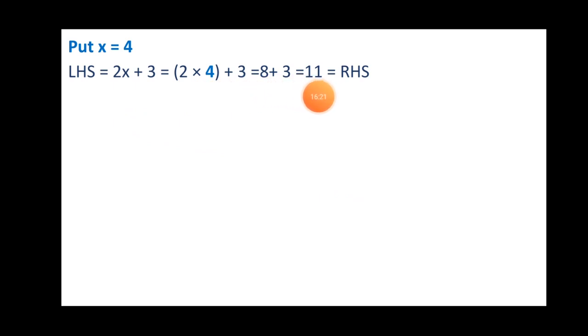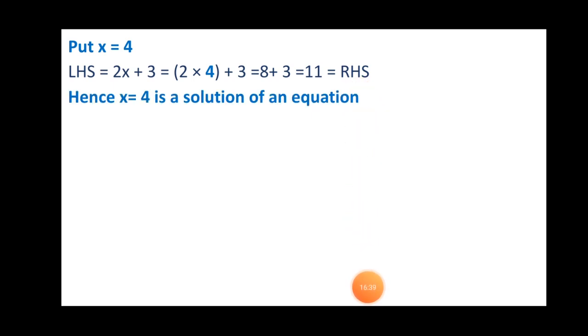So you can see this time the LHS is equal to 11, and this is equal to the right hand side number given in the equation 2x plus 3 is equals to 11. This means the value of variable x for which the solution is true and the LHS becomes equal to the RHS number, that particular value of the variable is termed the solution of an equation.